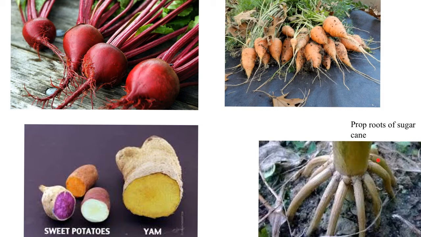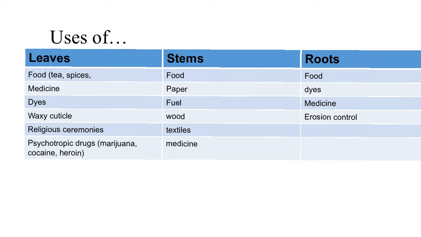And down here we have prop roots. And so these are roots that extend over the soil and just help to maintain that structure and support of tall plants. So this is a picture of sugarcane, but it also exists in corn plants.